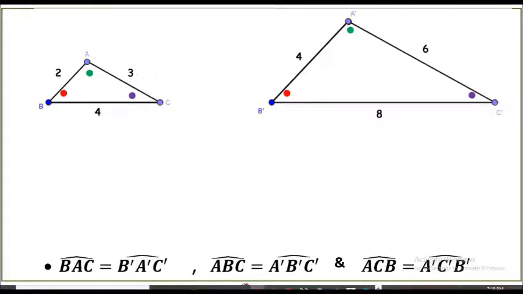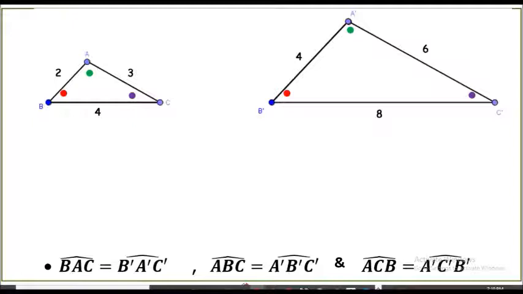As you remark here in the figure, I have constructed the triangle A'B'C', where angle B'A'C' is equal to the angle BAC, angle A'C'B' is equal to the angle ACB, and the last angle ABC is equal to the angle A'B'C'. In other words, I can say that the angles of these two triangles are respectively equal.